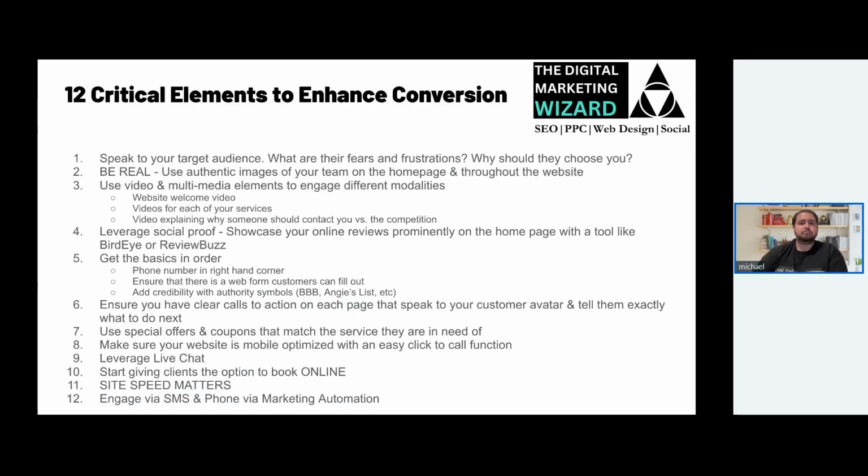So, move my little box here. Basically, this is the 12 critical elements to enhance conversion. There are a lot of things here. I'm not necessarily going to go through them all, but these are really crucial aspects. You've got to be able to speak to your target audience. You've got to use real, authentic images. I see a lot of websites where you have stock images off of Google, off of Canva, or any other site that has stock images, and it just doesn't feel genuine.